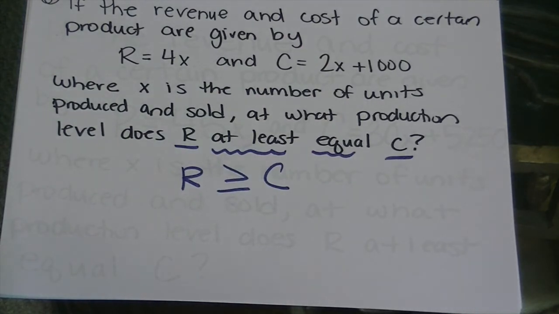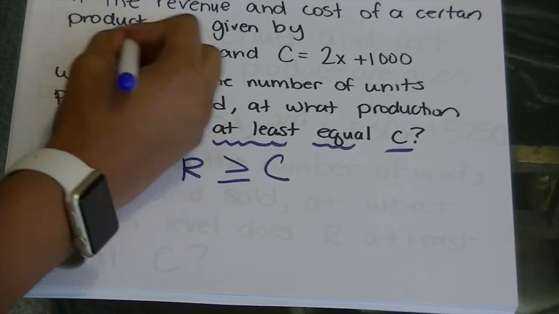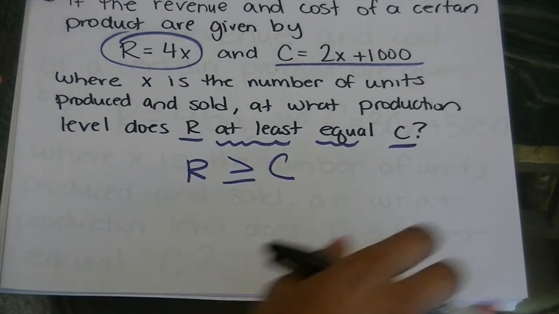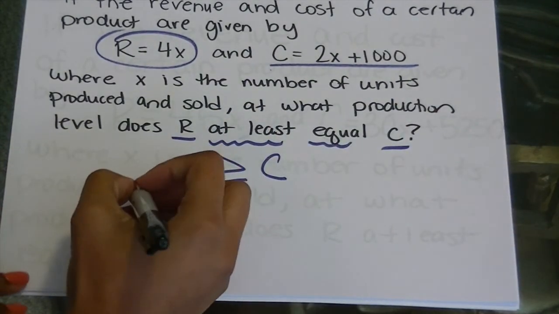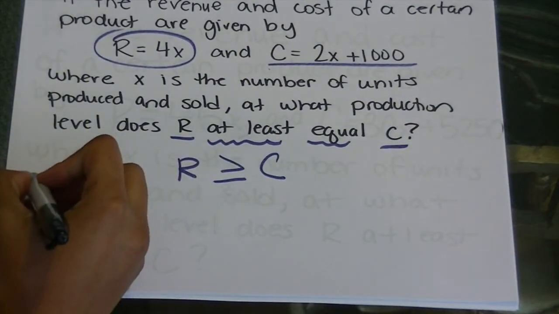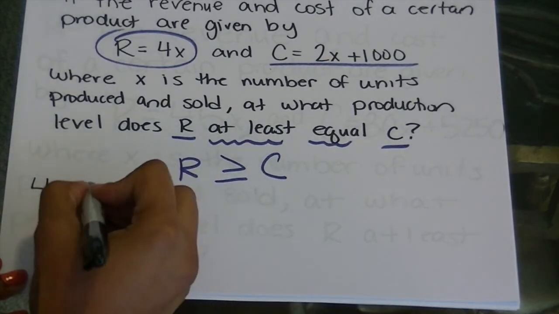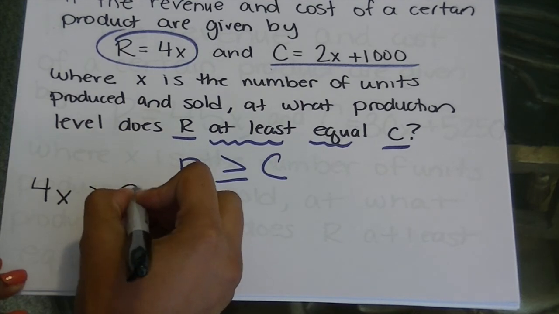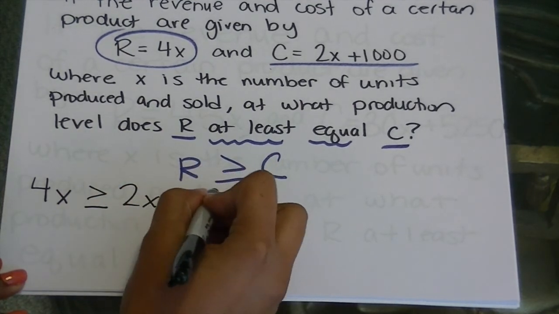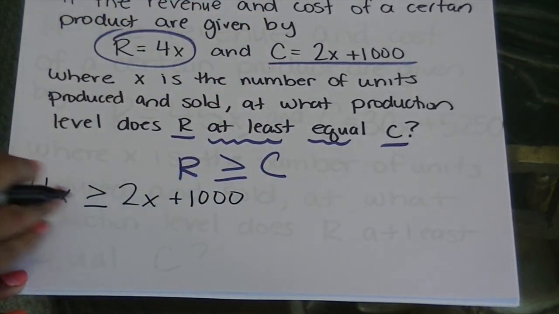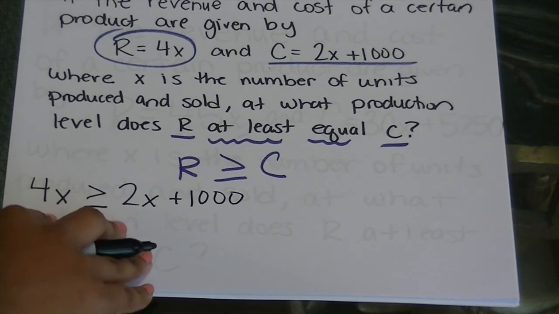So now that I know that, here's R right here. Here's C right here. That means I can start plugging in some things. So I'm going to go ahead and plug it in over here because of space. So that would give me 4x is greater than or equal to 2x plus 1,000. This is an inequality, so now we've reduced this whole word problem down to an inequality, and we know how to solve this.